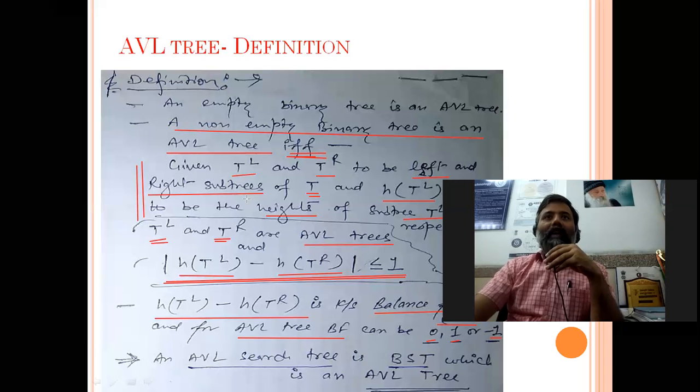Now, AVL search tree. What is AVL search tree? AVL search tree is basically a BST, that is binary search tree, which is an AVL tree. That means an AVL search tree will satisfy all the properties of binary search tree with the additional property of AVL tree, that is the balance factor at each node should be either 0, 1 or minus 1.